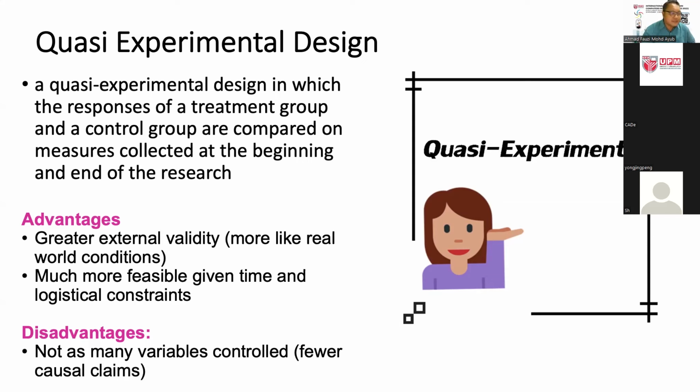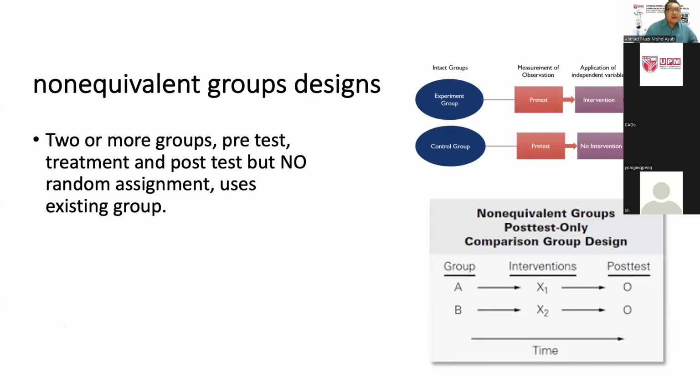But in the quasi-experimental design, the disadvantage is that there is not as much variable control. So if you have a pretest and post-test, we call this a non-equivalent group design. So you have a pretest here, you have a post-test here, and these are the interventions. But the difference is that the groups are intact groups, meaning that you cannot randomize the students.